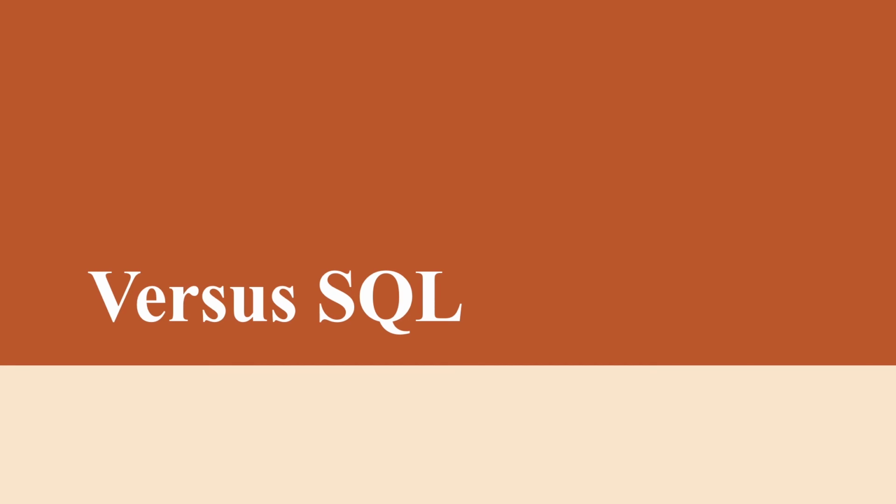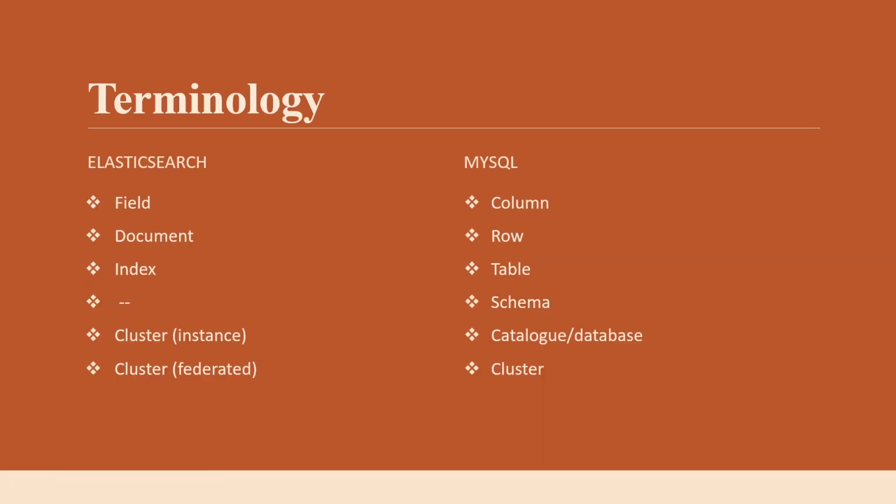Elasticsearch is different from SQL in a few different ways, so we're going to compare the two right now. Based on terminology, these are more of the similarities between the two. Elasticsearch uses fields in place of MySQL's columns, documents in place of rows, and indexes basically mean the tables of MySQL. Schemas don't really have a direct synonym or term used in Elasticsearch. Then we have instances of clusters and federated clusters in Elasticsearch, which compare to catalog or database in MySQL, and clusters again in MySQL.